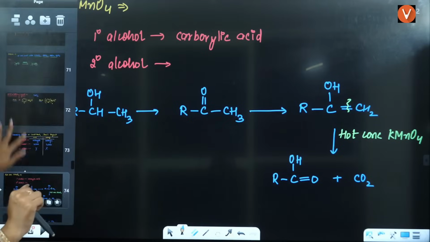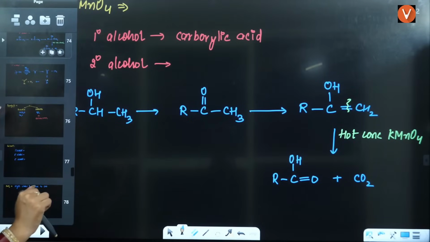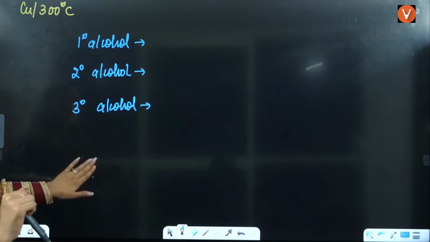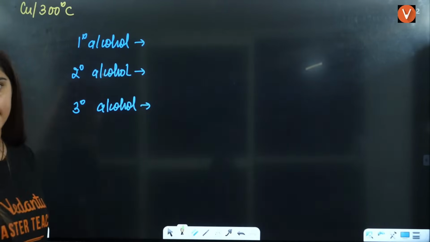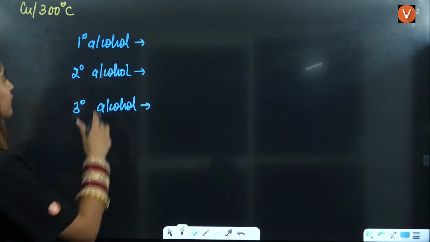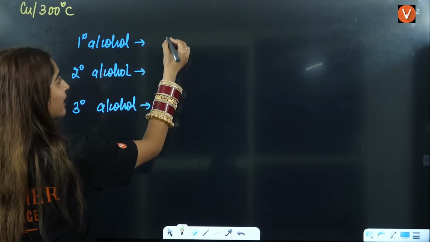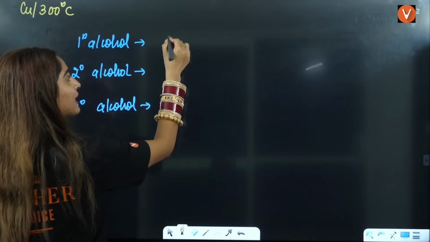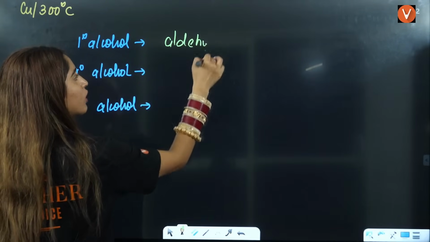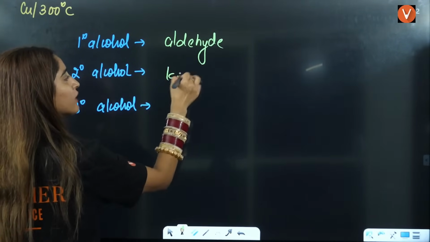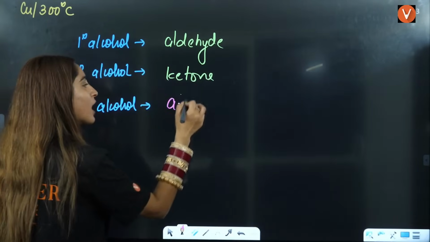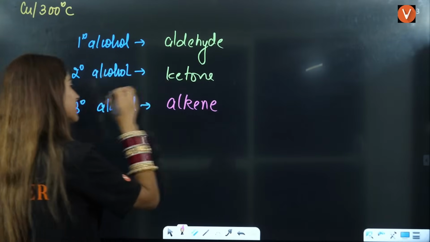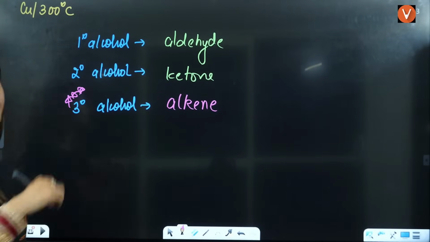But with this, I'll tell you one more very important thing. That is, if you have copper and 300 degrees Celsius or 573 Kelvin, then 1-degree alcohol will give you aldehyde. 2-degree will give you ketone only. But the important thing is 3-degree will start giving you alkene here. That is the important part.